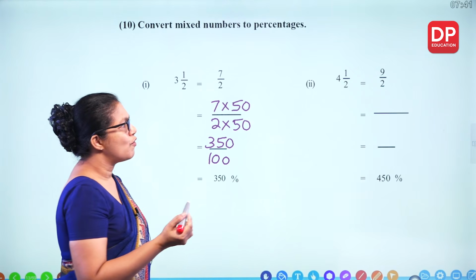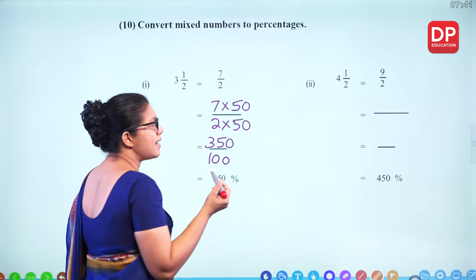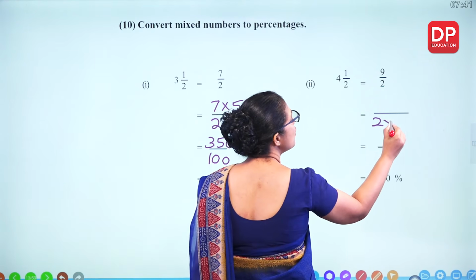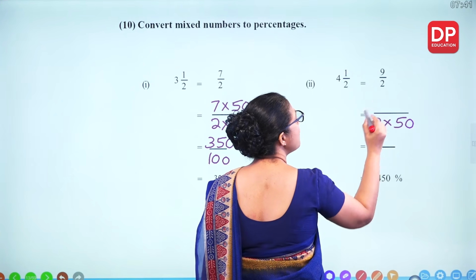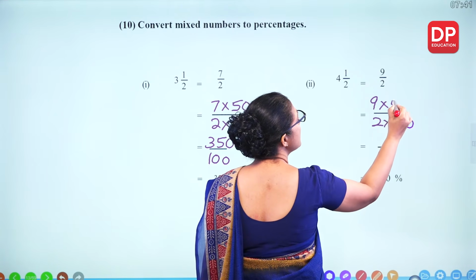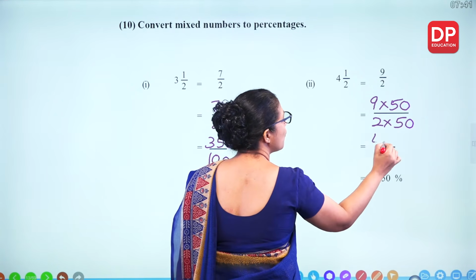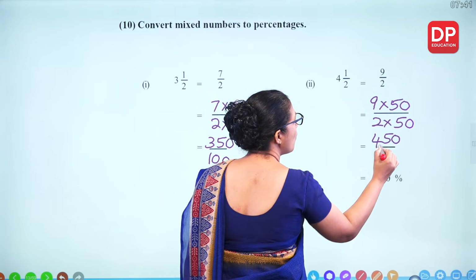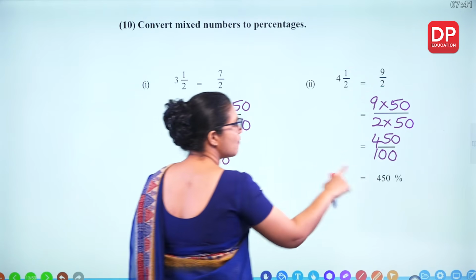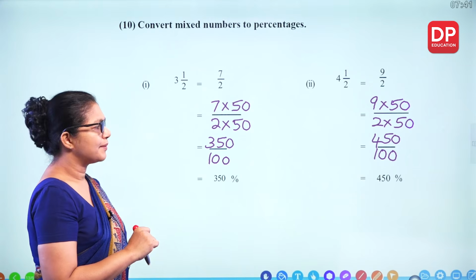4.5. 4 times 2, 8. 8 plus 1, 9. 9 over 2. Convert the denominator to 100, multiply by 50. 9 times 50. So you get 450 over 100. So what's that? 450%.